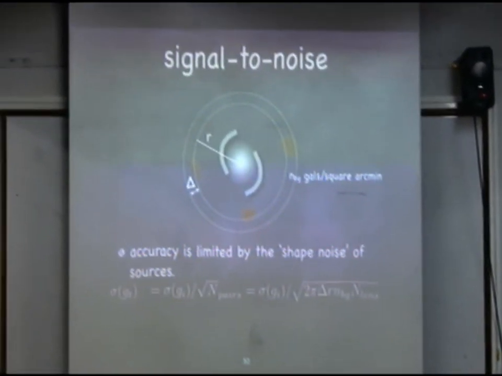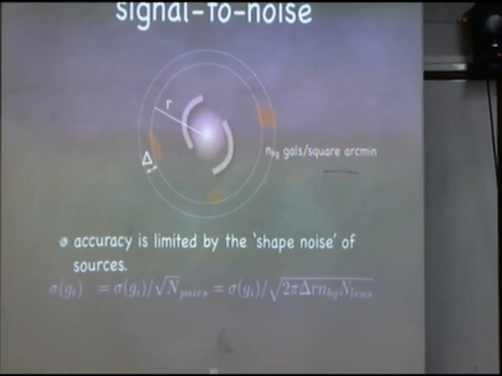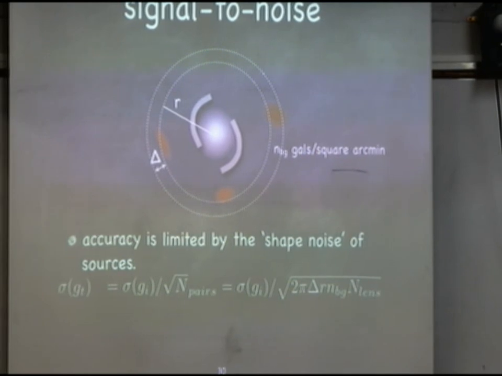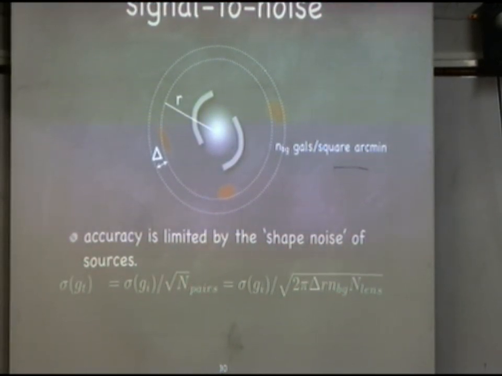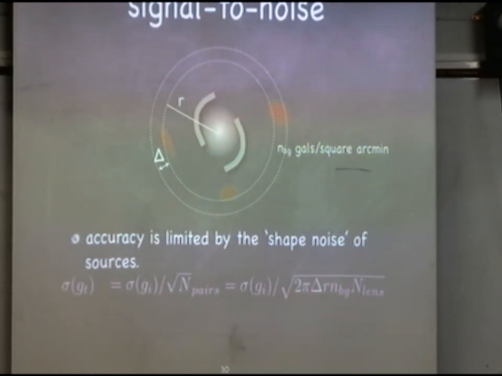And so this is what we call shape noise. If all the background galaxies were intrinsically round, you could read off the shear from every single galaxy, because you know it was round initially, so any ellipticity would be caused by lensing. That's not the case. Instead, we have to deal with this wide variety of shapes of background galaxies, which is our shape noise.